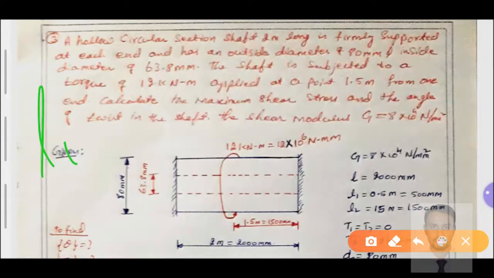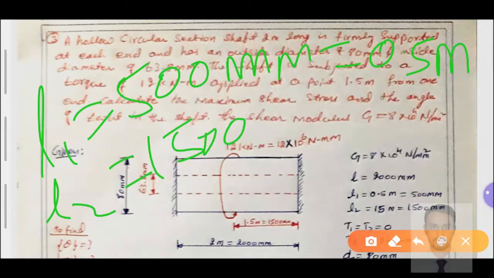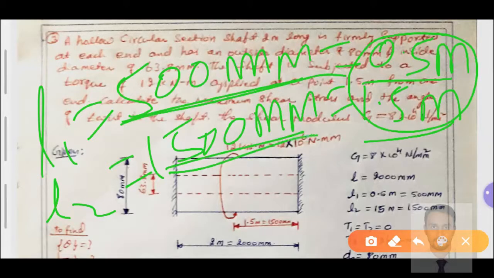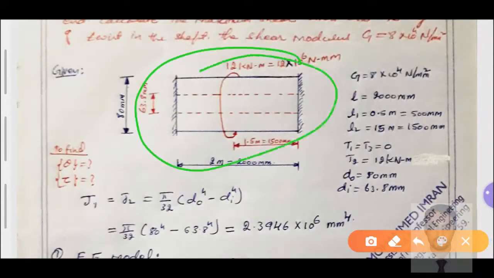That means L1 is equal to 500 millimeter, since it was defined as 0.5 meter. We have L2 equal to 1500 millimeter, given as 1.5 meter. These values we converted in terms of millimeter, and these values will be taken in your solution. Only these values have changed because it becomes hollow; the rest of the things remain the same. We are converting this given continuum body into two elements, element number 1 and element number 2.